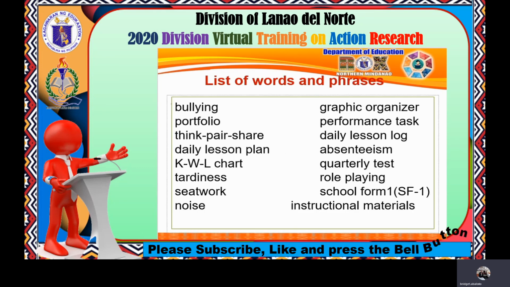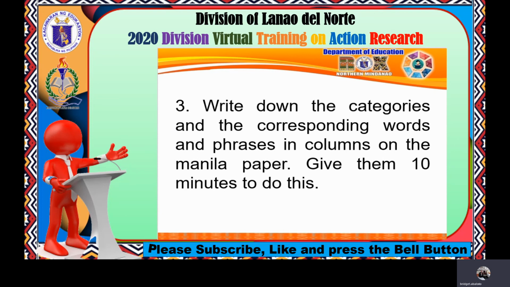Another instruction: from that given list of words and phrases, now we are going to write down the categories and the corresponding words and phrases in columns on any piece of your paper. So I will give you 5 minutes to do that.